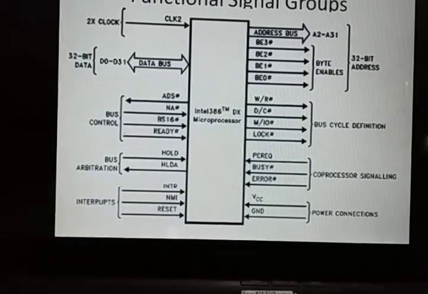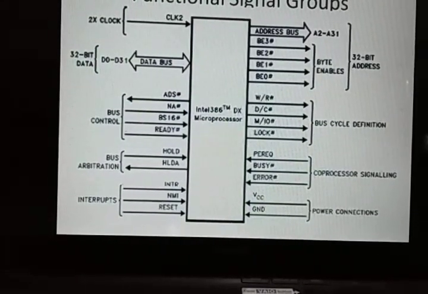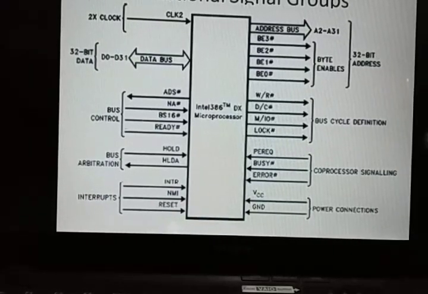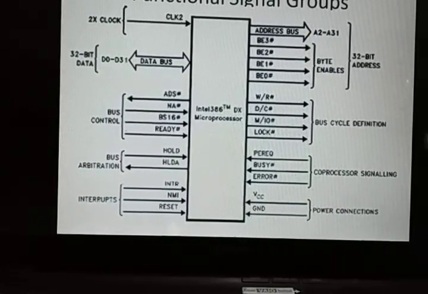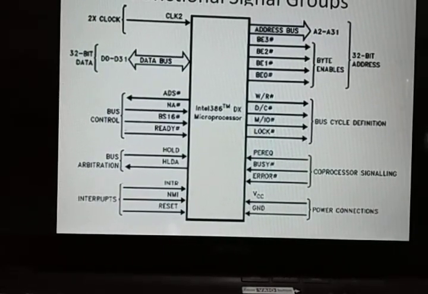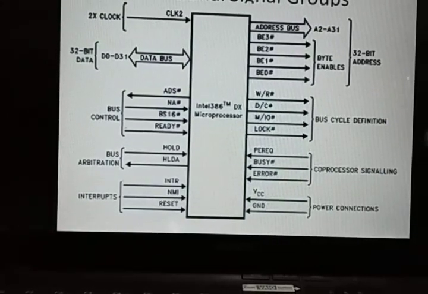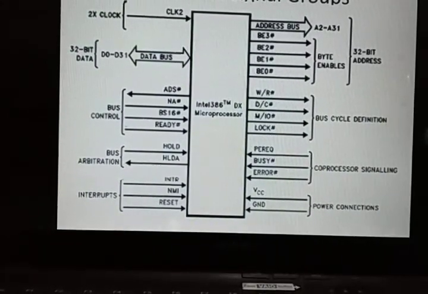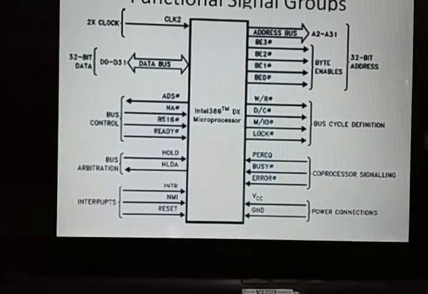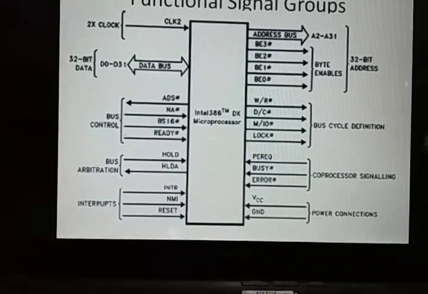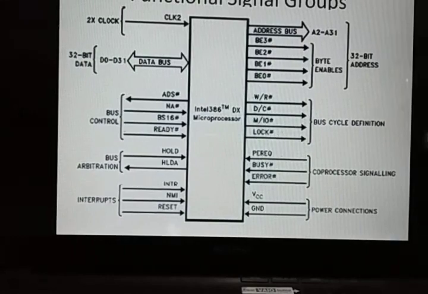And what is BE0 to BE3? BE0 to BE3, we can say that it is a bank enable signal, a bus enable signal, or a byte enable signal. You can say anything: bus enable, byte enable, or bank enable signal. These signals select the access of a byte, word, or double word. It means you want to transfer a byte, a word, or a double word, and according to that, you select these byte enable or bank enable signals.